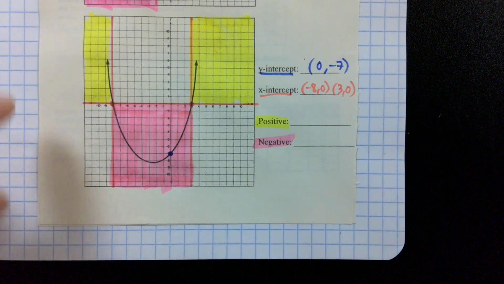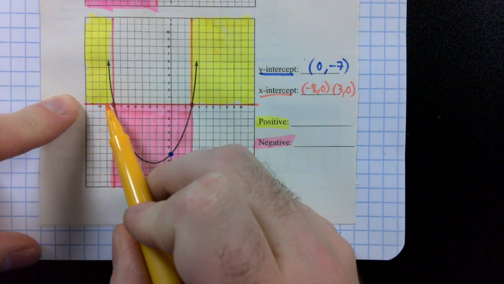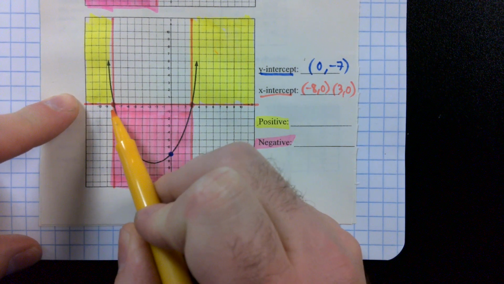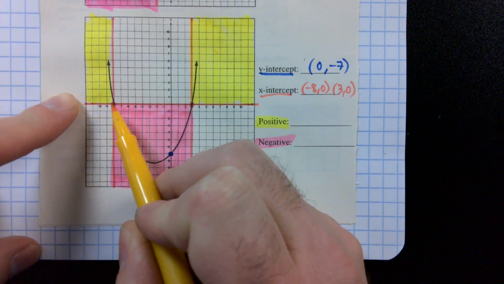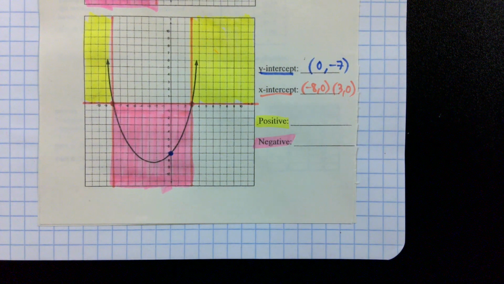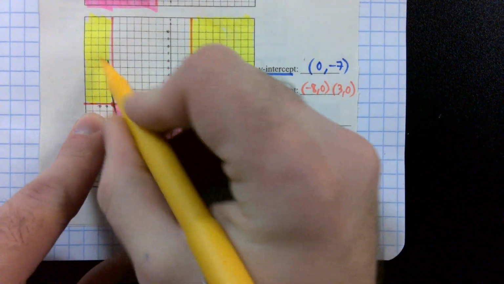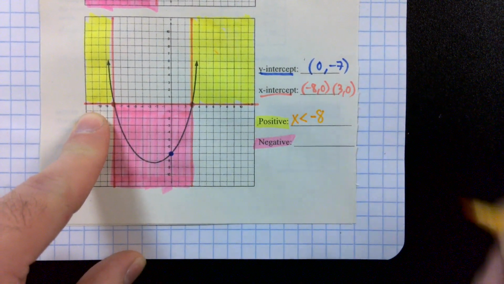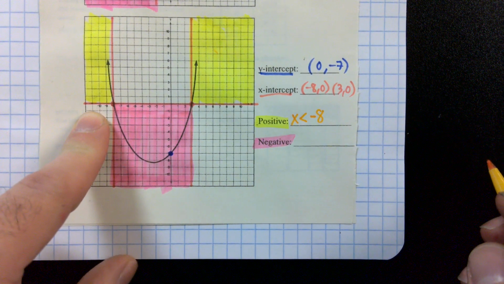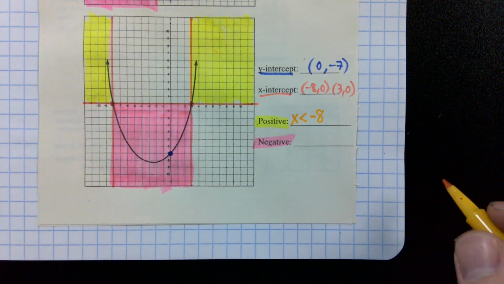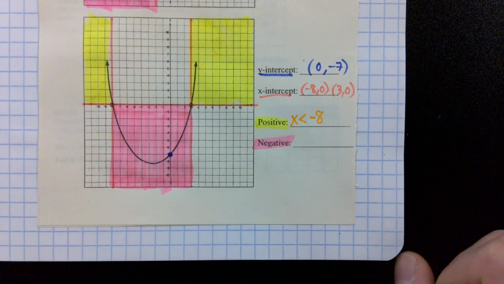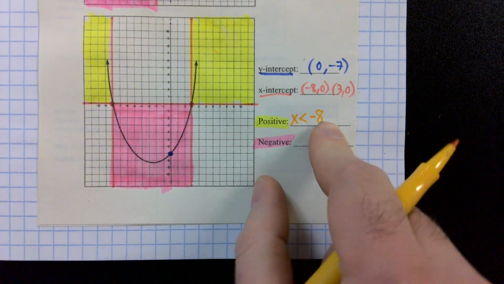Okay? Let's focus on this top left section here. Where's my x-intercept at the start of this section? -8. All right? Are my x values in this section less than -8 or greater than -8? Less than. So this section right here, we can write as x is less than -8. Now the other side. With me so far? Okay.